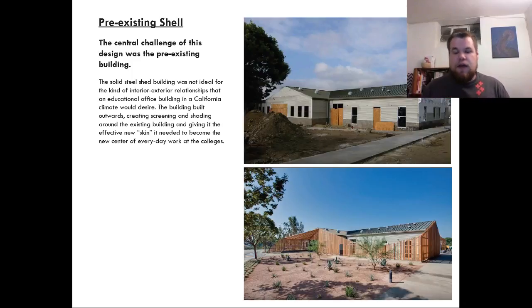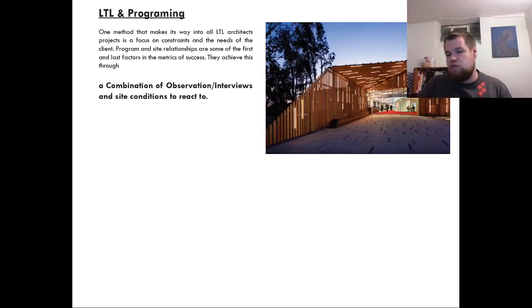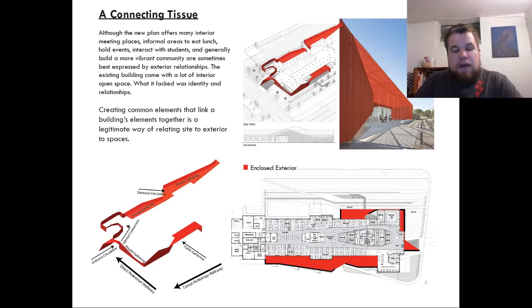When they needed to do that, they made a skin around the building to relate all these things together in a way that was quick and cheaper than just completely tearing down walls or other things like that. And they did so through a combination of observation and interviews and site conditions that they reacted to.